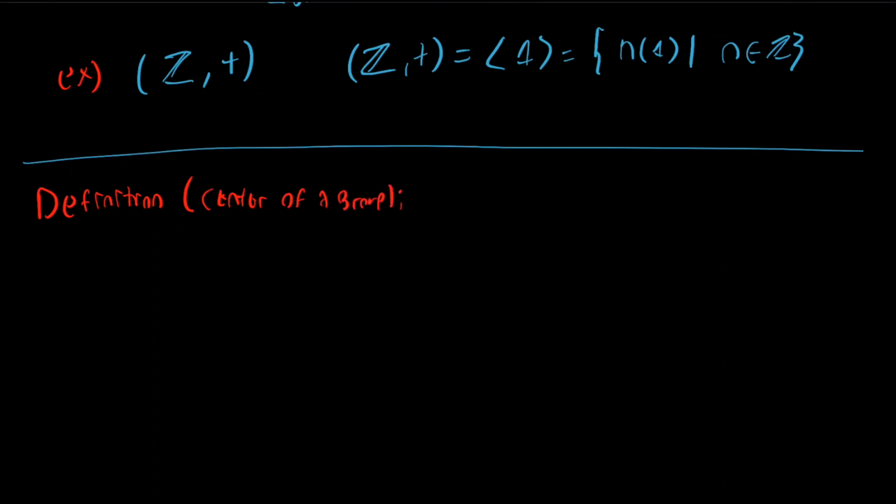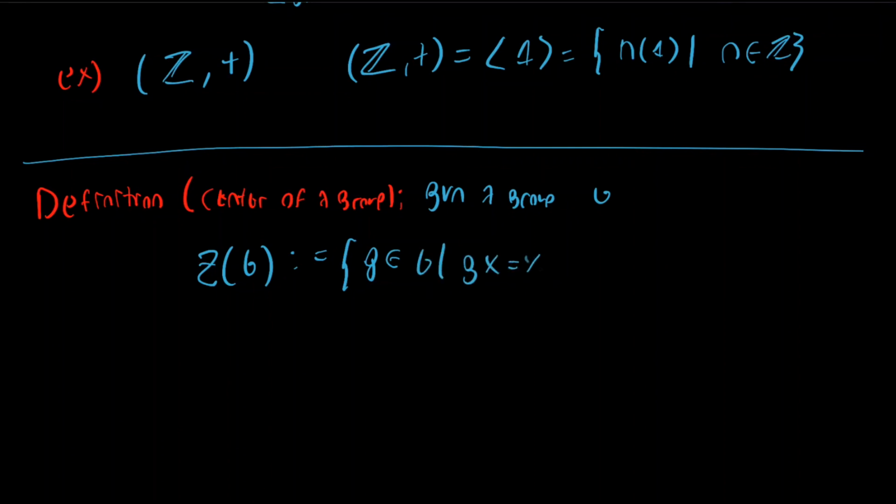So we say that, given a group G, we call the center of G, and we denote it by Z(G), the collection of all elements small g in G such that g times x is equal to x times g for all x in G. So in other words, it's all the elements of G that commute with all the other ones.